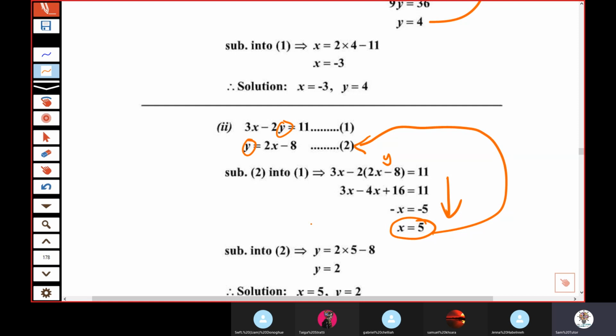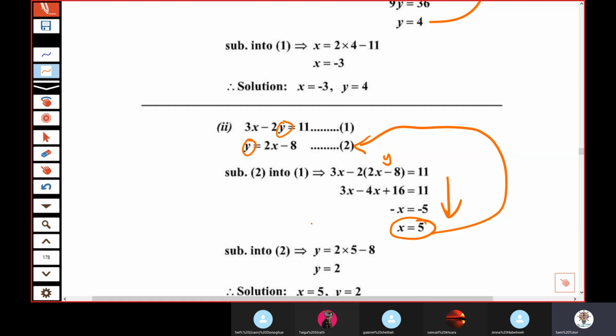So it doesn't matter. If you're stuck completely in an exam, don't stress, sub it into any. It doesn't matter. I've got to make sure you understand that, because in case you do have a mind block in your exam or whatever, it's okay. Sub it into either, it's got to work out.